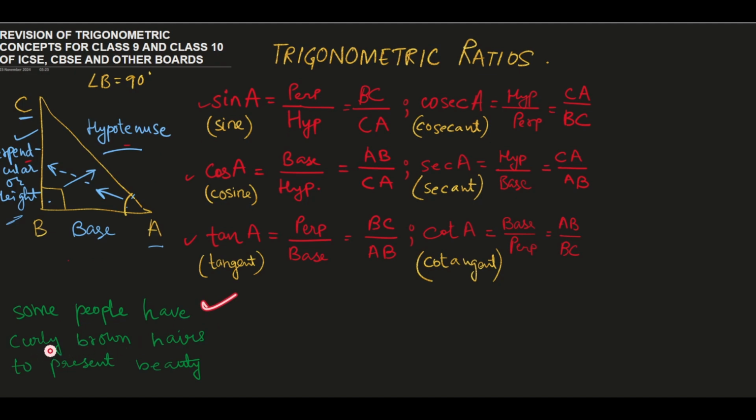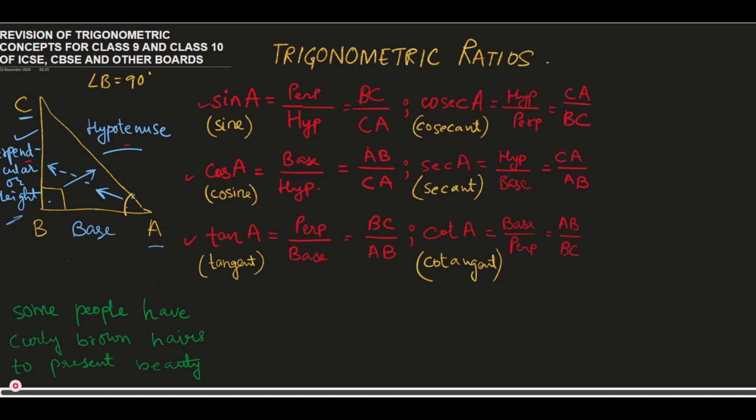This is for sine. Now the next one, curly brown hairs. See the first letter: this is C, this is cos, this is B, that is base, and this is H, that is hypotenuse. Now again, this is T. T means tangent or tan. Then you get P, that is perpendicular, and then you get B as base. So this is one way of learning all the trigonometric ratios. Some people have curly brown hairs to present beauty.